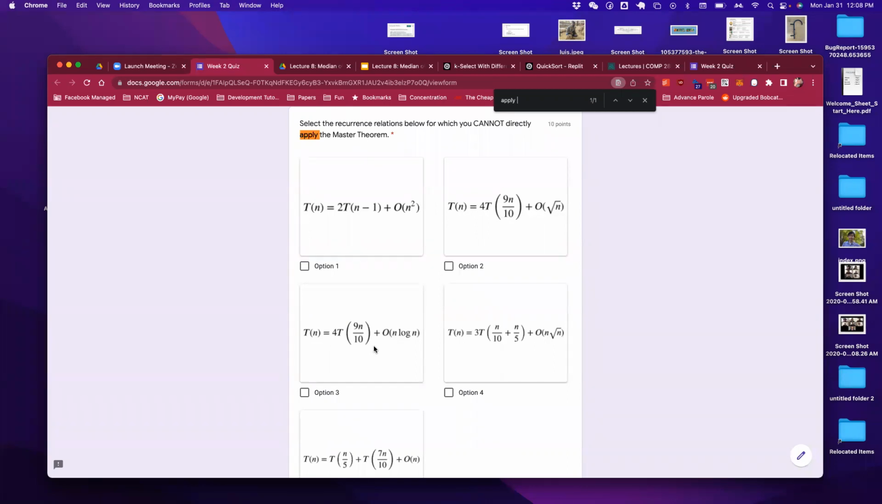Since the n times log n can be written as... Oh, can you write it? The d has to be a constant. Yeah, that's it. So for n log n, there's not a way to write it as n raised to a power where the d is constant. Whereas this one, you can write it as n to the 1/2. So your d is 1/2. So that's why it does not apply for this one.